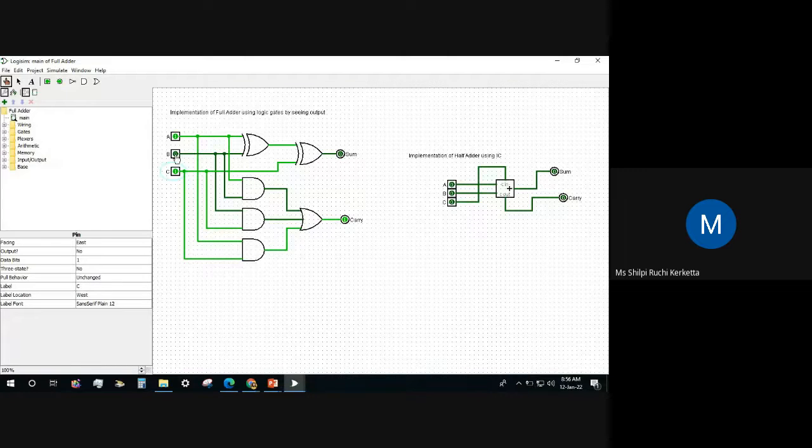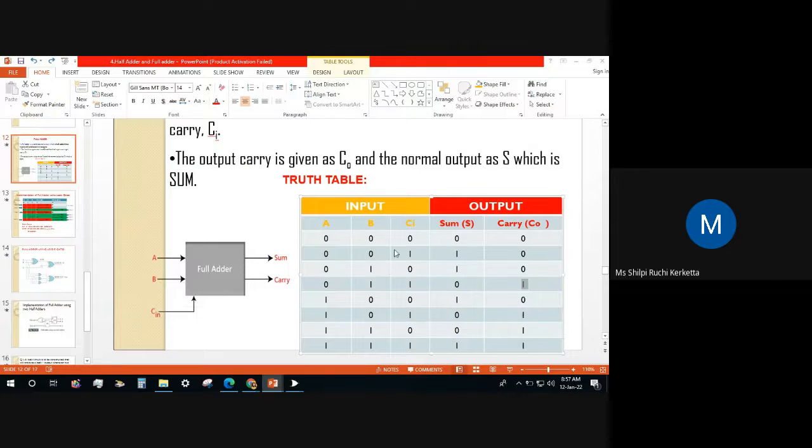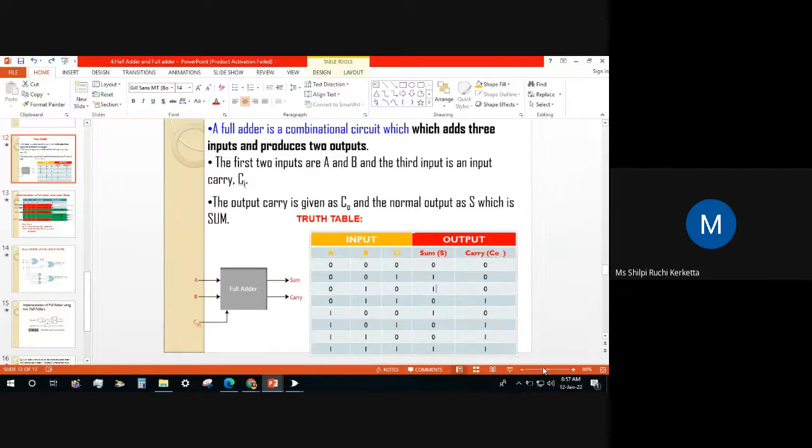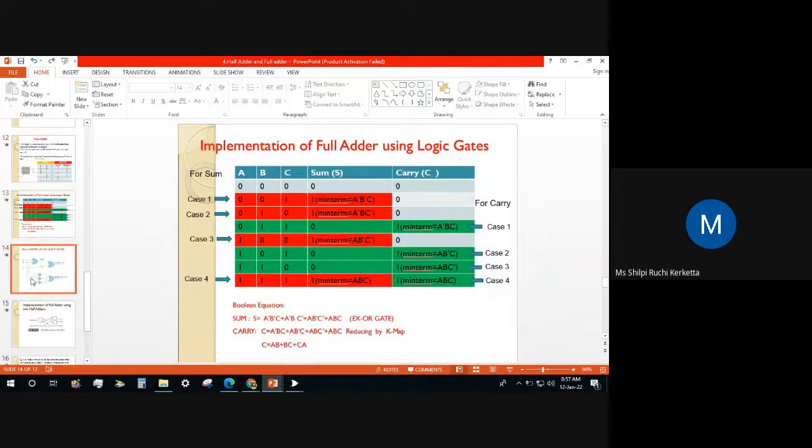But if we do 1 plus 1 plus 1, then the sum will be 1 and the carry will also be 1. Through IC I will show, we will get a sum of 1 and also a carry of 1. Okay. So this is how we are implementing this full adder using logic gates. So this is our table, and to make our sum and carry, we will use the sum of products. Wherever we are getting a 1, we will use that circuit, and we will make this full adder. Any doubt how we got the circuit?